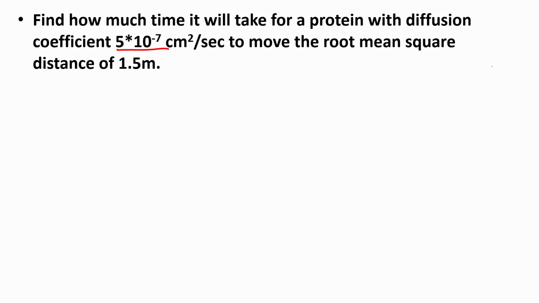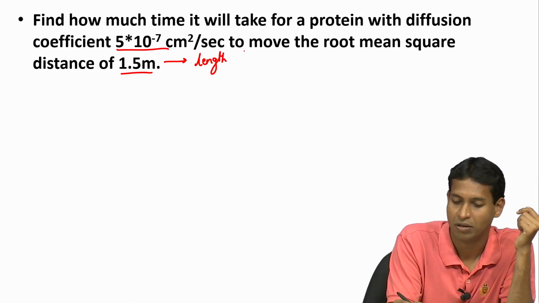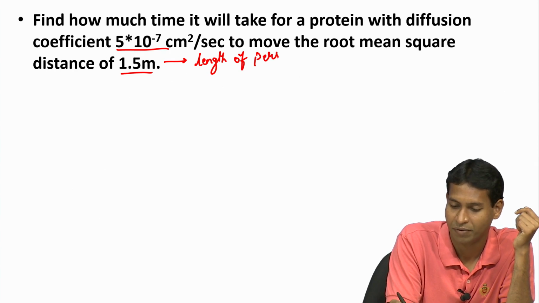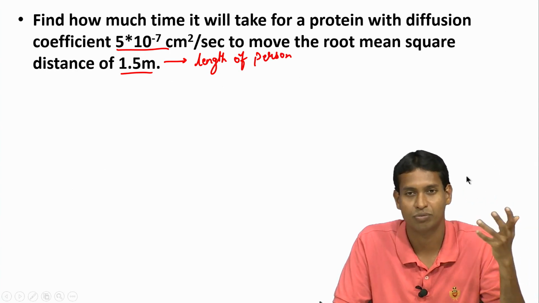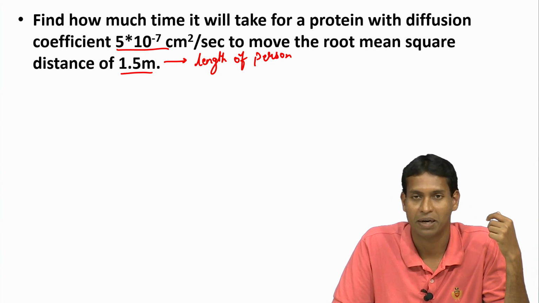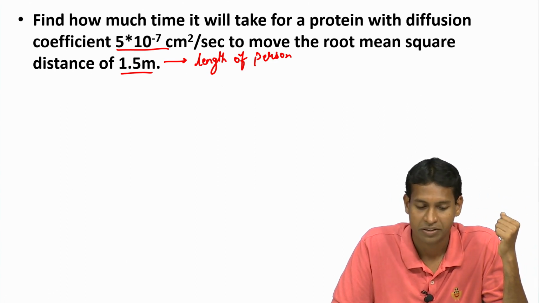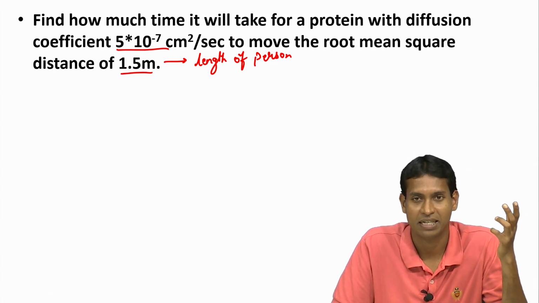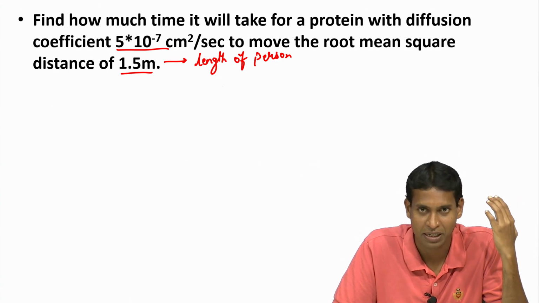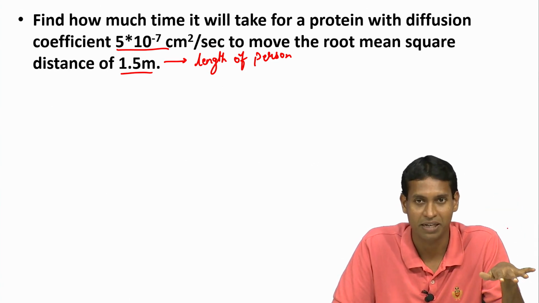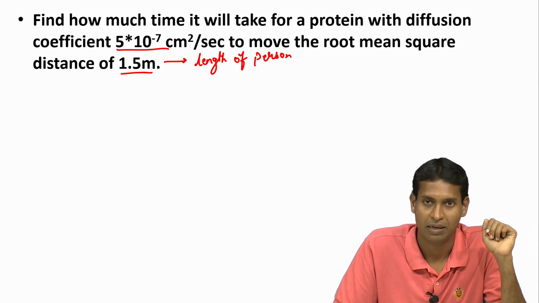So now what is 1.5 meter? You can consider it, let us say, the length of a person. We are anywhere between 1.5 to 2.1 meters depending on how tall or short we are. So basically the question is asking how long will it take if I have a protein, let us say, in my brain, for it to reach my feet, if it is just by diffusion.